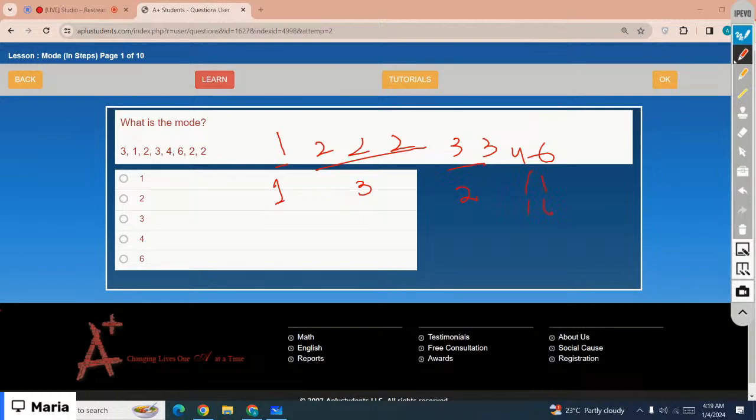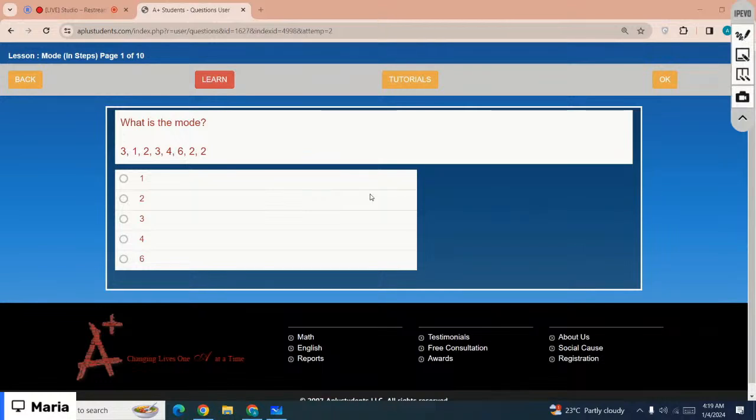Yes, 2 is the mod because 2 appears 3 times in the data. So 2 is the mod value. The correct option is 2. Got it?